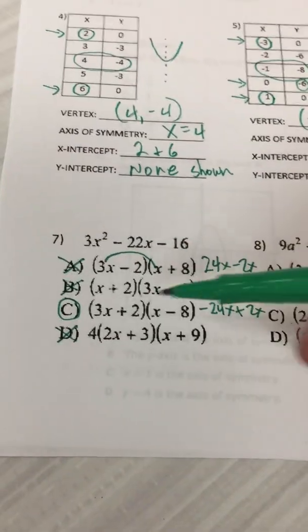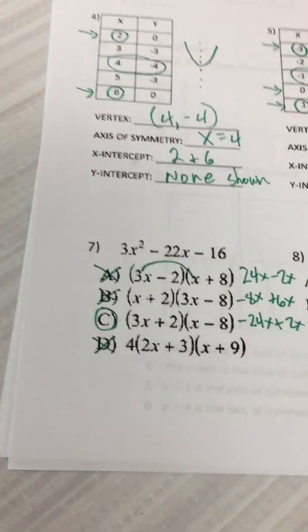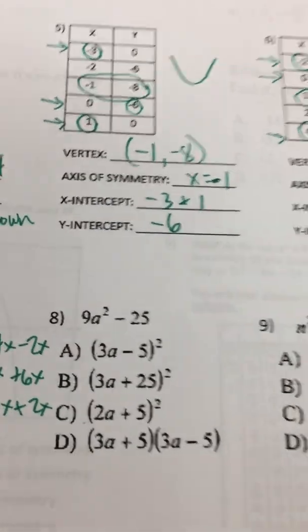So you can always multiply the answers together if they give them to you. You could have also done slide and divide and gone and factored it that way. So a couple of ways of doing it.